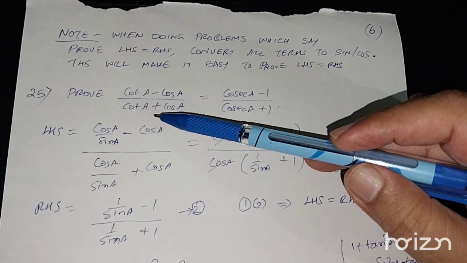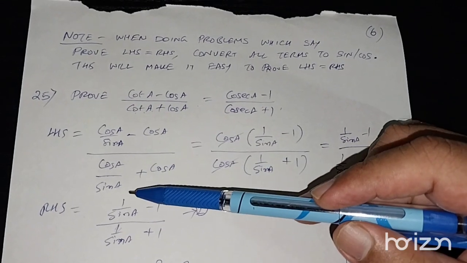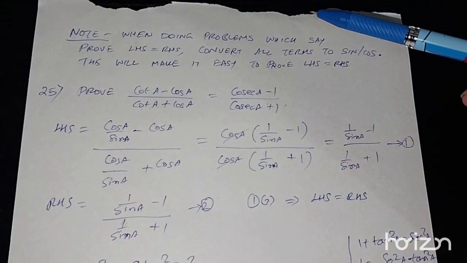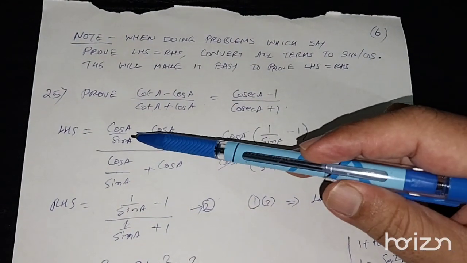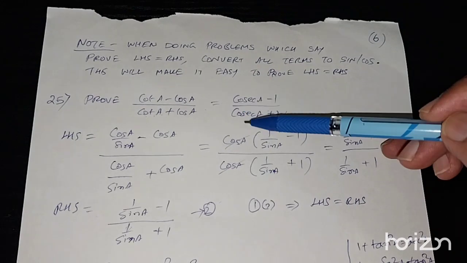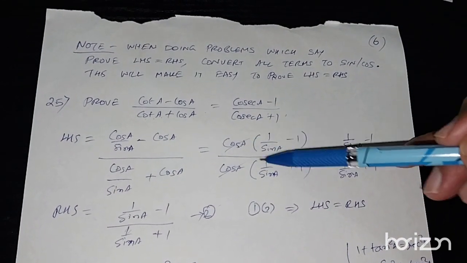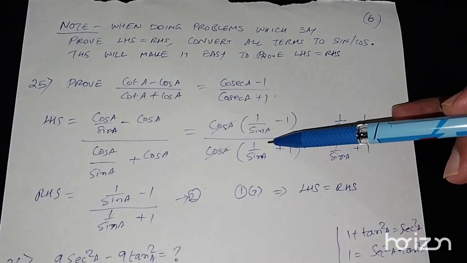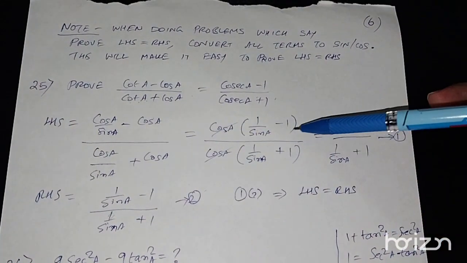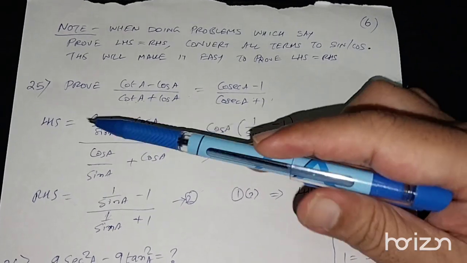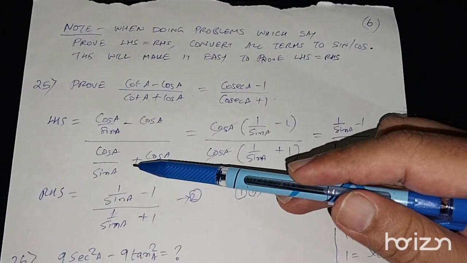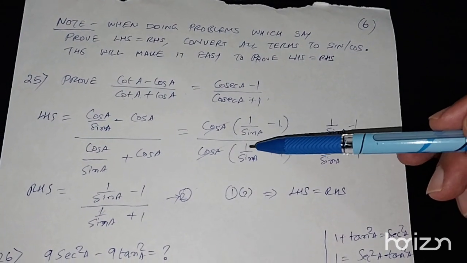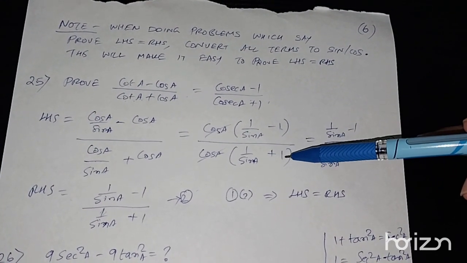Even in the denominator, cot A I will replace by cos A divided by sine A, and I will put cos A as is. So LHS is this. Now what we can do is, see, cos A is here also, cos A is here also, we can take it common. Put a bracket, and if you take out cos A from here, 1 by sin A is left, and minus 1 is left. Why? Because cos A we have taken out common. Similarly, from the denominator also, cos A I am taking out common, so you will get 1 by sin A plus 1.